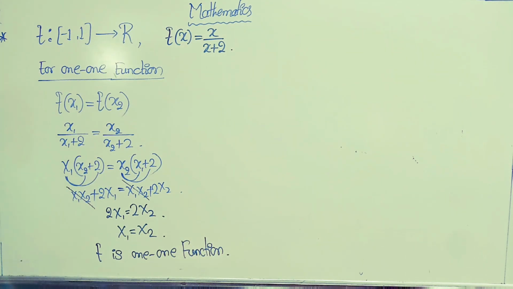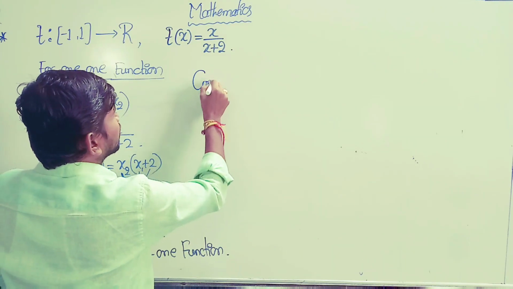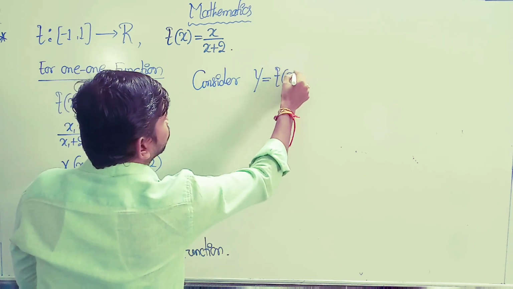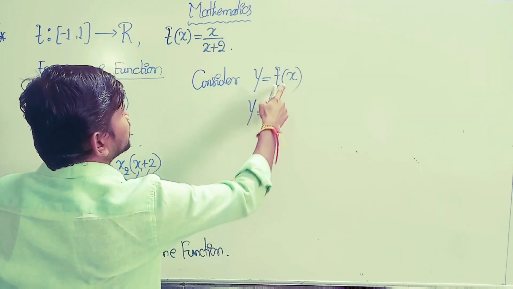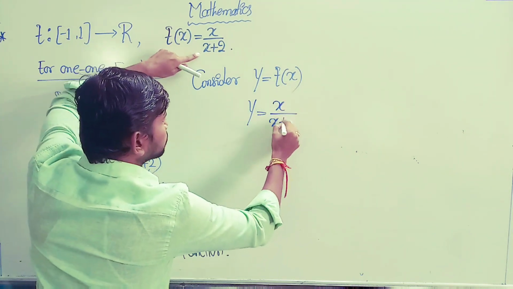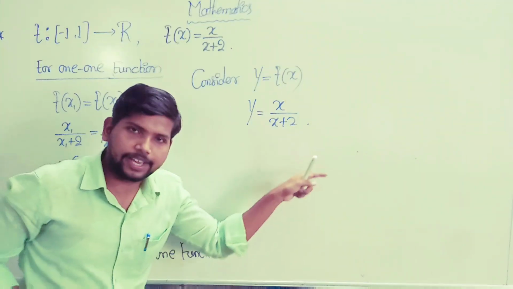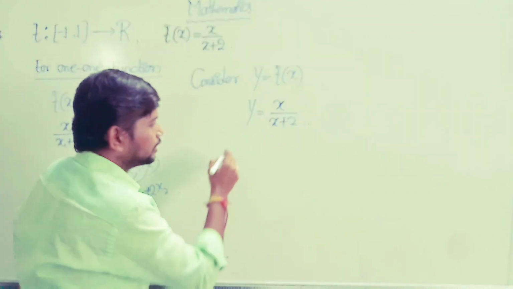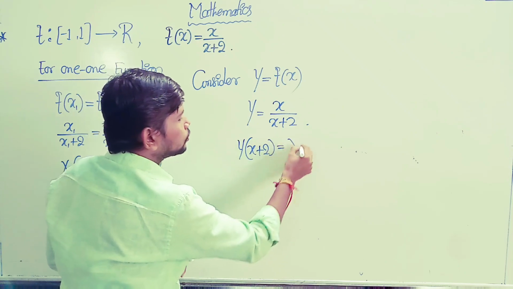After this one, what I told you to do? Yes, exactly. I need to write here consider y is equal to f of x. Y as it is. What is f of x here? F of x is x divided by x plus 2. Getting the point clearly? It is y in terms of x. You need to convert x in terms of y. It will be y into bracket x plus 2 is equal to x.